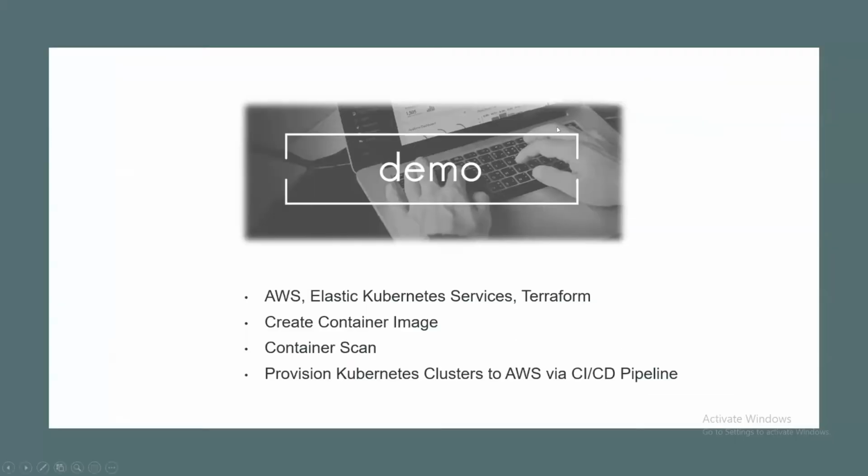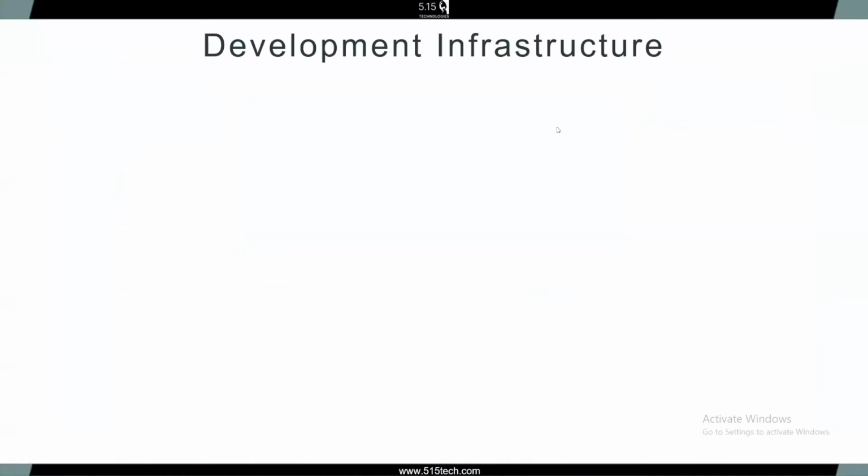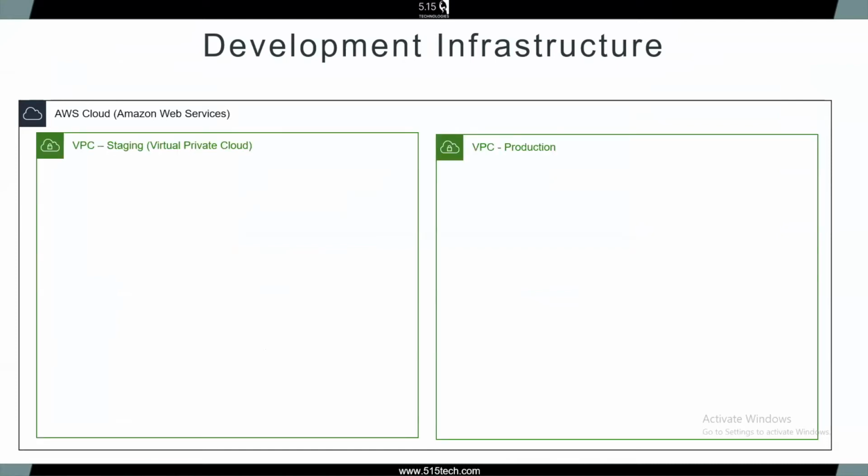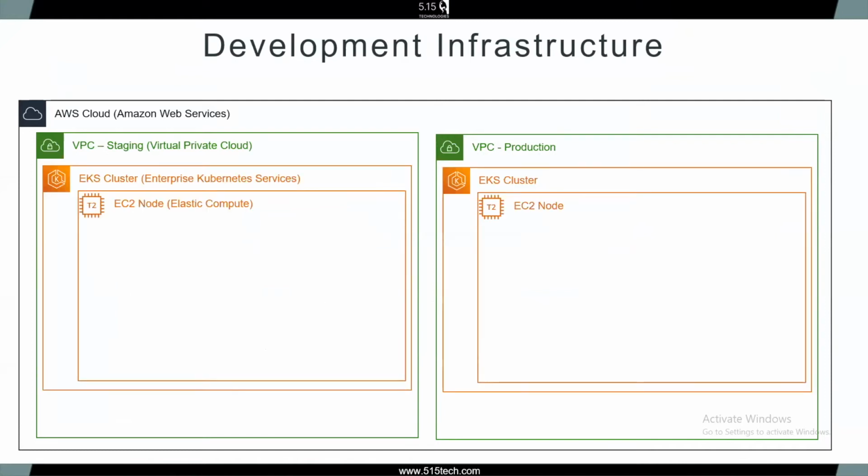All right. So the development infrastructure, when that script is done, that IT operations automation is complete, what are we going to get? We're going to have an AWS cloud hosted infrastructure. So Amazon Web Services with 2 virtual private clouds, one for staging, one for production. In each VPC, we're going to have enterprise Kubernetes services running on an EC2 node. EC2 stands for Elastic Compute. So basically our compute infrastructure is running in Amazon on T2 image.